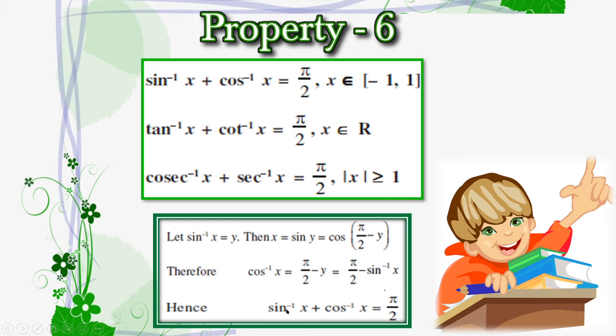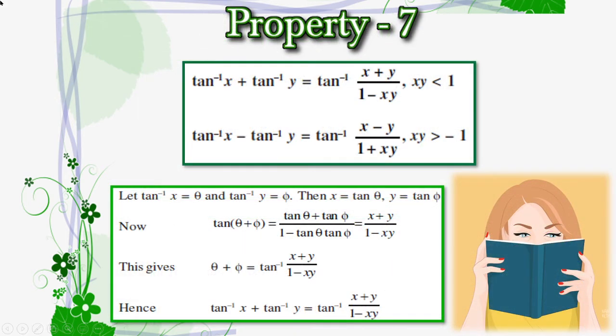So it is proved: sine inverse x plus cos inverse x is equal to pi by 2. Seventh and very important property. Every year one 4-mark question comes on this property. Tan inverse x plus tan inverse y is equal to tan inverse of (x plus y) upon (1 minus xy), provided xy is less than 1. And when we have minus, xy should be greater than minus 1.